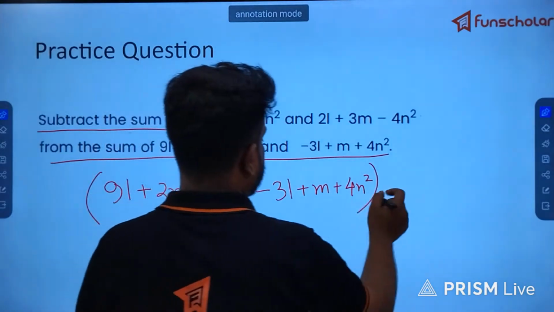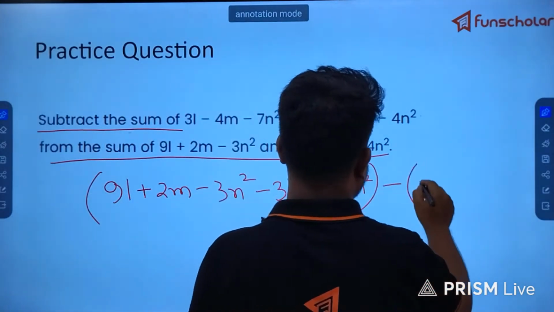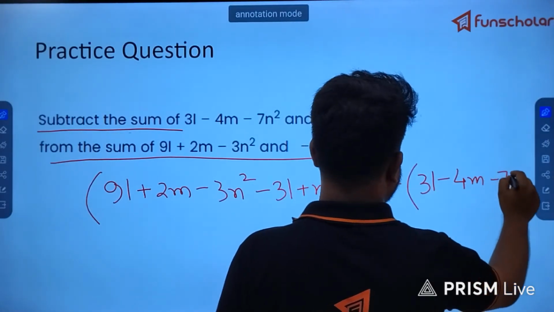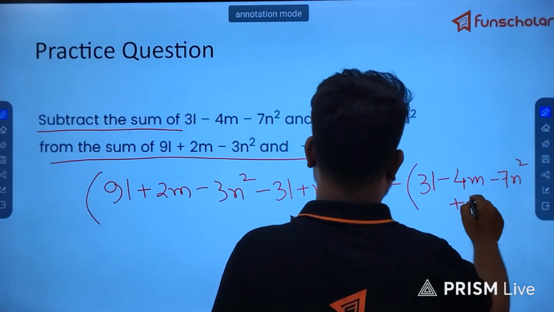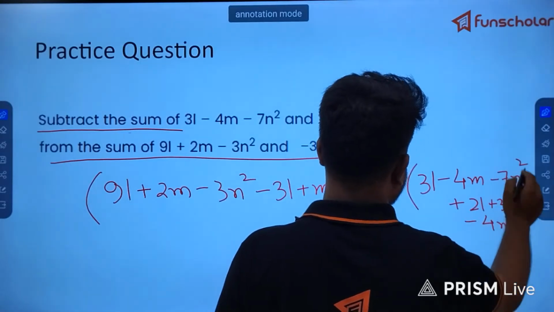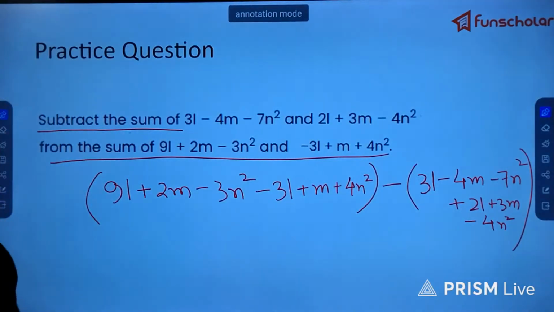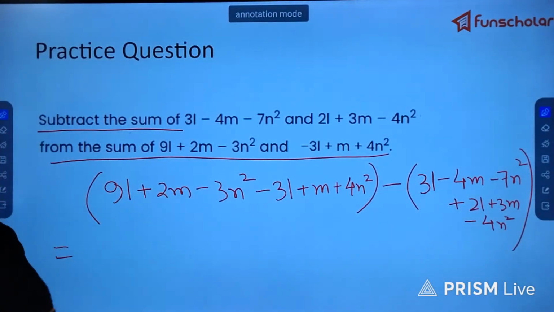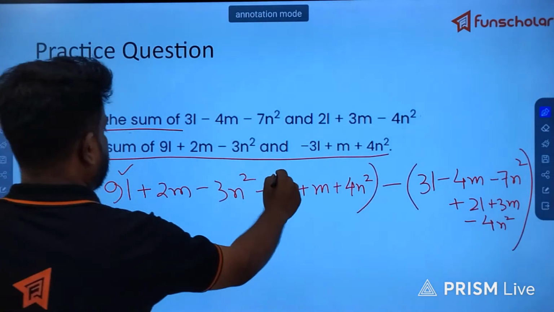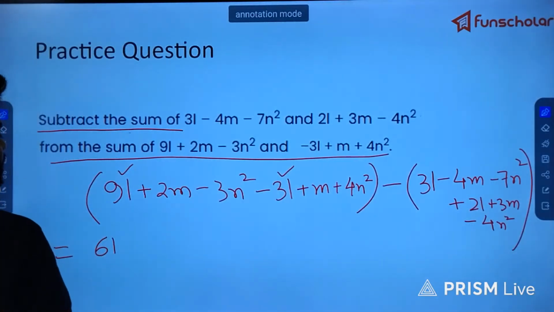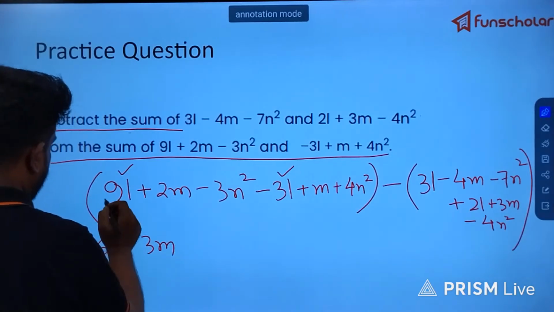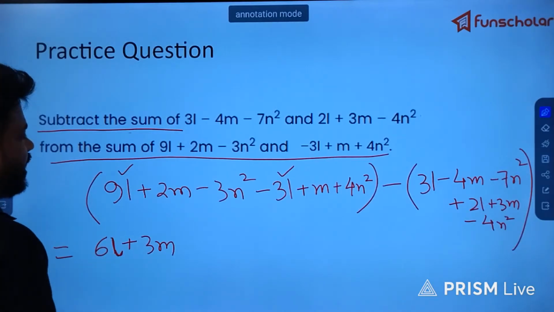And the next we have to subtract it, and here we have to write 3l minus 4m minus 7n square plus 2l plus 3m minus 4n square. Okay, done. So what we have to do, just combine the like terms and calculate them. So 9l minus 3l will be 6l, then 2m and m will be 3m. So 6l plus 3m it will be.